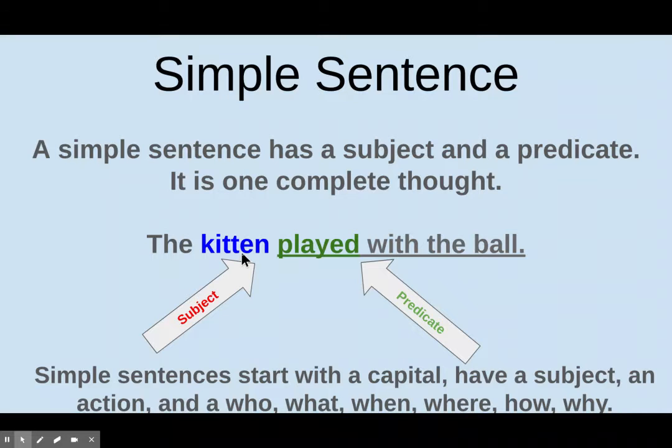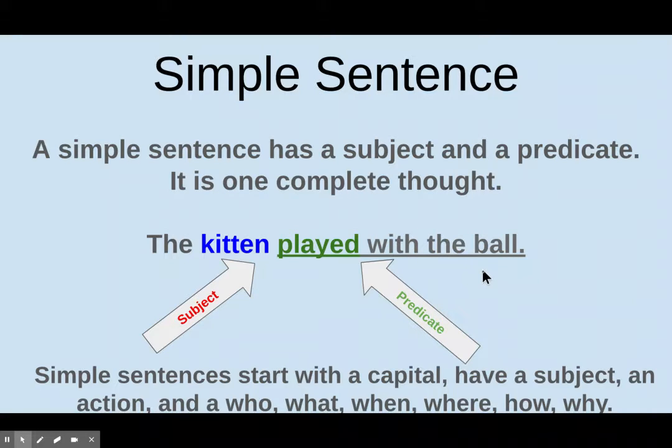It has a subject, the kitten. What did the kitten do? It played. What did it play with? The ball. A capital, punctuation mark. And you need to be able to identify all the parts of a sentence. Remember that you have to recognize the capital, the punctuation, the subject, the predicate. What did the predicate do? Where did it do it? How did it do it? When did it do it?